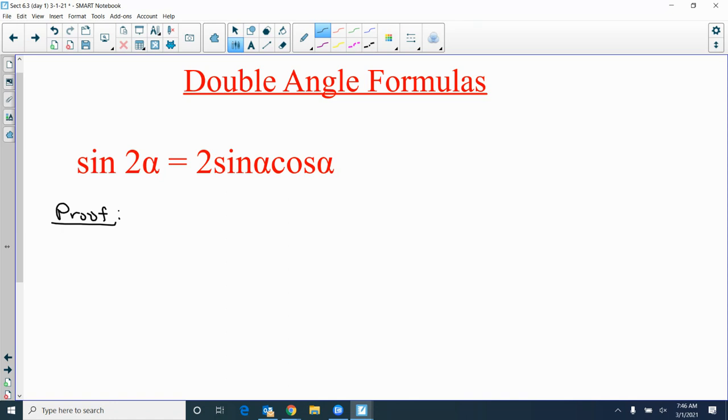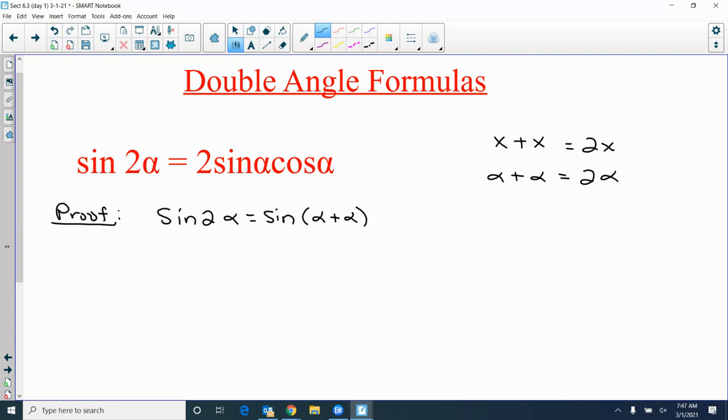Now, this is just on the side here. X plus X equals what? 2X. Not a trick question. So alpha plus alpha equals 2 alpha. What I'm going to do is take the sine of 2 alpha and write it as the sine of alpha plus alpha. I am now adding 2 angles together, which is on the formula sheet.